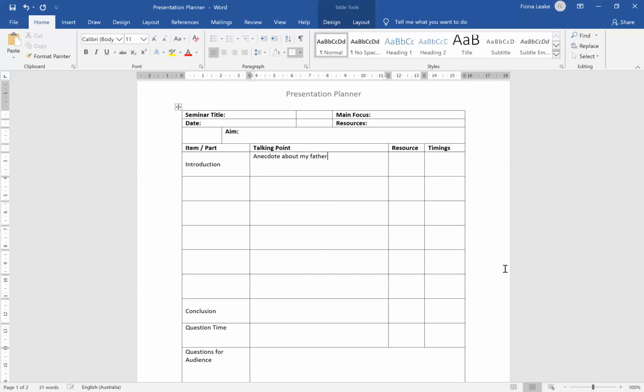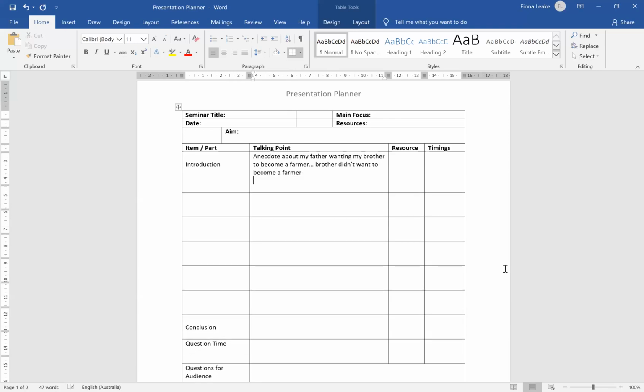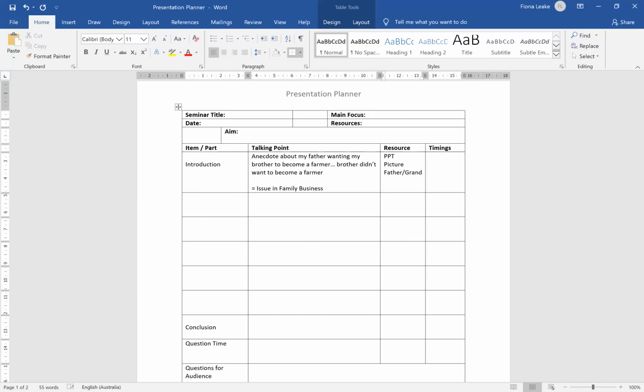about maybe my father wanting my brother to become a farmer. My brother didn't want to become a farmer, equals issue in family business. Okay, so I might use an anecdote to get the interest of my audience. In the resource that I'm going to use, my PPT, I'm going to have a picture of my father, grandfather, and also my great-grandfather, just to show the importance, or how big it was, how important that was.